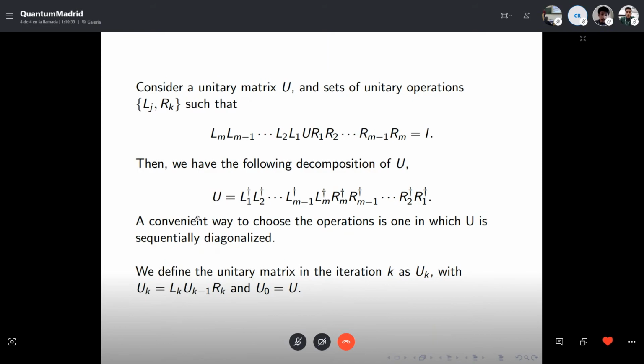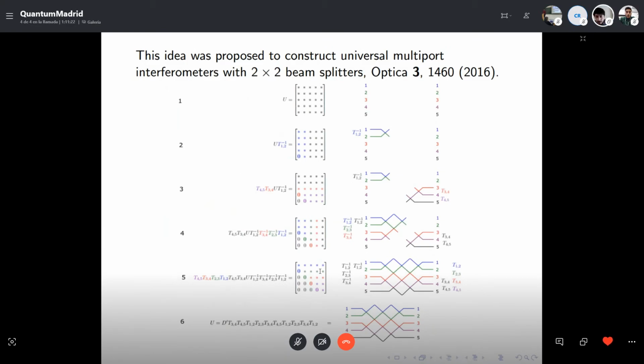A convenient way to choose these operations is to try to diagonalize the matrix. This protocol I followed has an iterative structure. I first apply one operation, diagonalize a bit, then apply another, and continuously diagonalize the matrix. I took this idea from an article I read years ago. It is about interferometers, a very similar problem: implementing a universal multiport interferometer using only 2x2 beam splitters. It is very similar to our problem in quantum circuits.